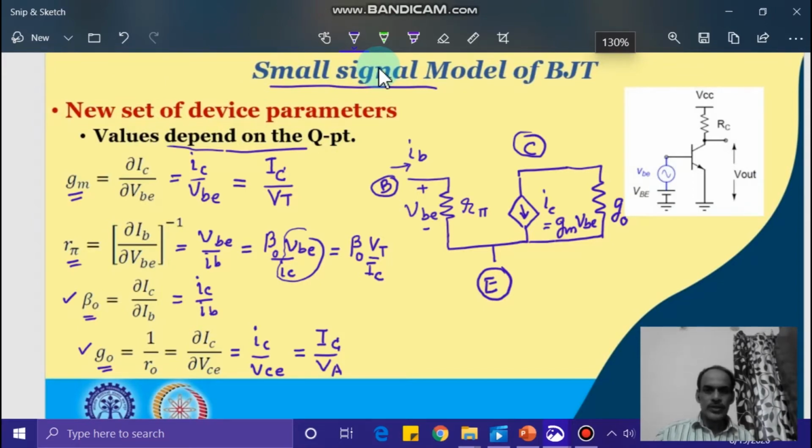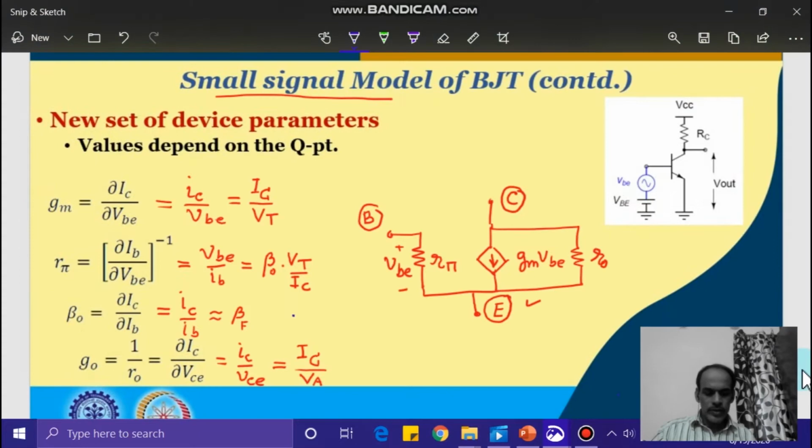Now let's see how it can be deployed, or what its application is. What is its validity? Here we have the small signal equivalent circuit of the BJT, and let's see how it can be utilized to get the gain of the circuit.